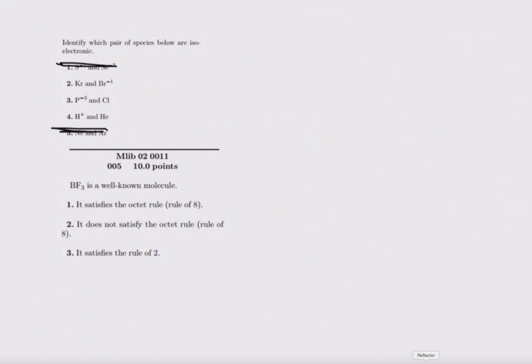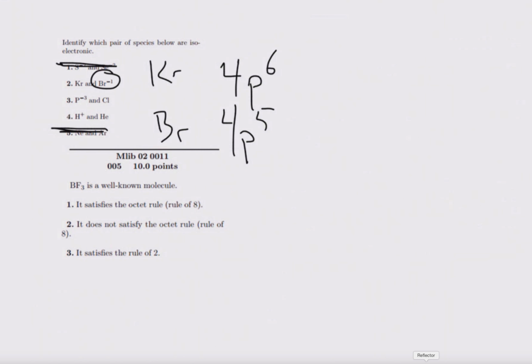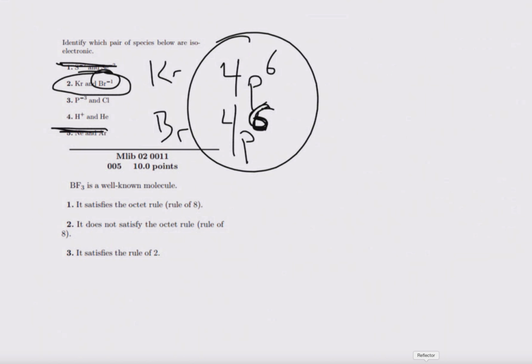krypton is going to have a configuration that ends with 4p6. This is krypton. And then bromine normally has a configuration that ends with 4p5. However, since this is bromine with a -1 charge, that means it's got one extra electron. We add that on, we get 4p6. So these two atoms are isoelectronic because they share the same electron configuration.